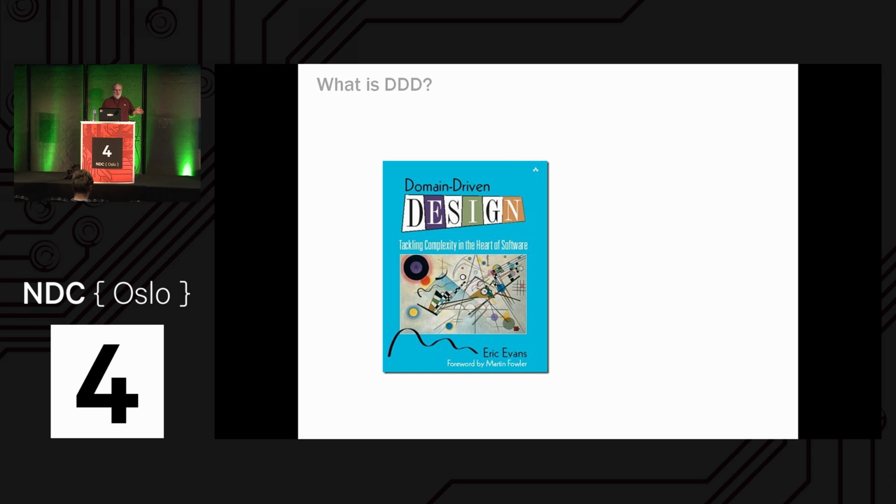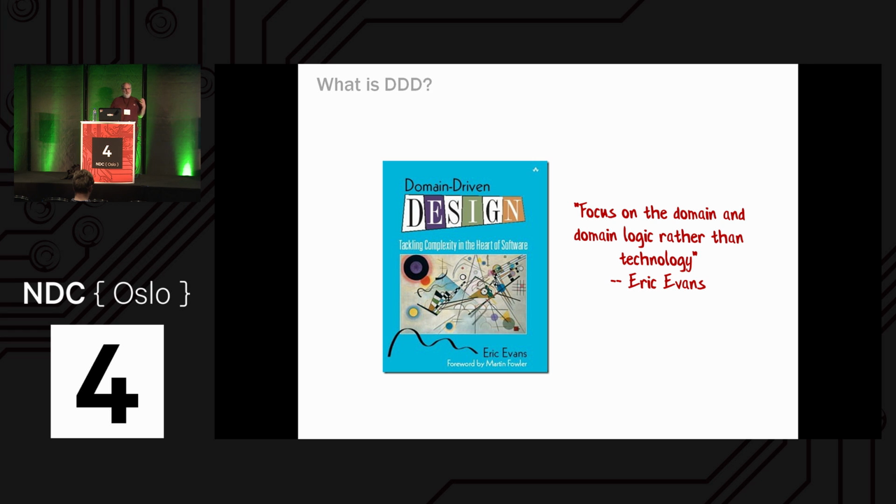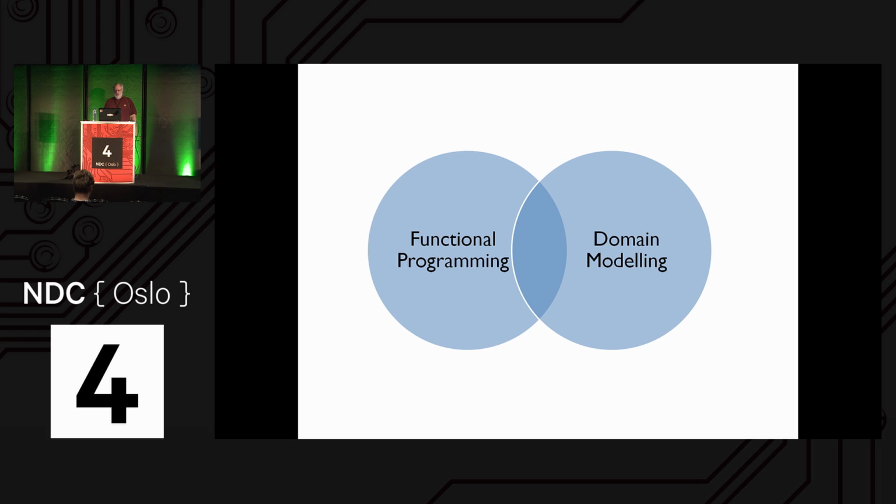So a lot of the ideas in this talk come from the Domain-Driven Design book. If you haven't read it, I highly recommend it. But the main point of this book is you focus on the domain rather than technology. Okay, I don't care about the database. I don't care about the web browser. I care about what is the business domain. What do people actually care about when they do their jobs? That's normally considered sort of an OO thing, but I like to do it in a functional way.